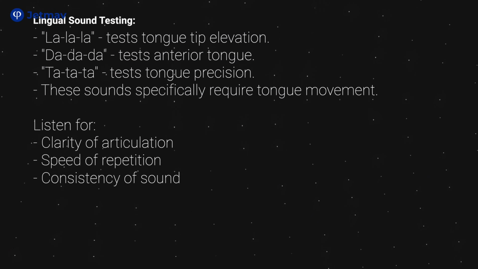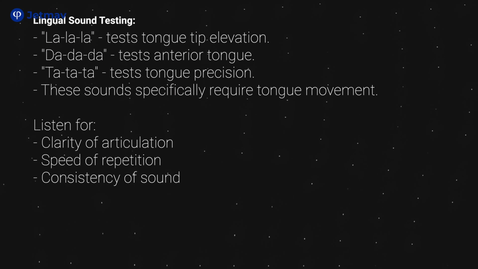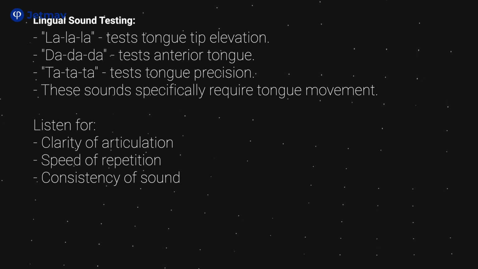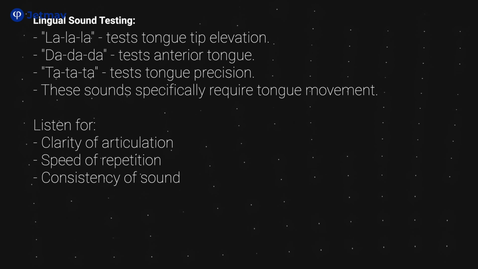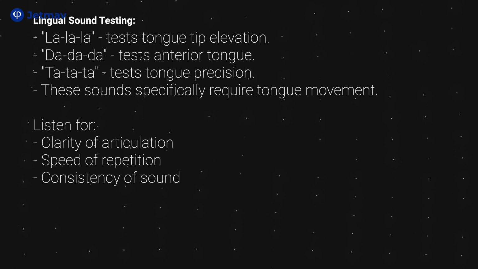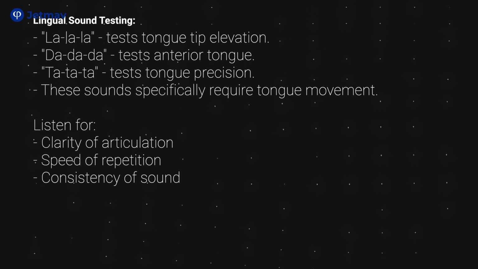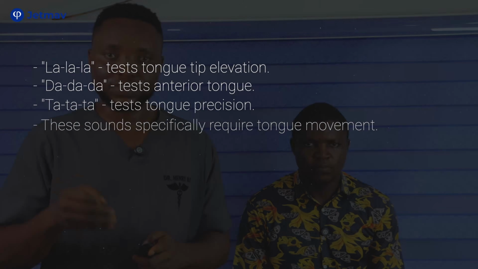Okay. So the la la la test for the tip of the tongue, elevation of the tip of the tongue. Then the da da da test for the anterior tongue. Whereas the ta ta ta test for the tongue precision. Okay, so these require tongue movements. Now as the patient is saying that, you listen for clarity of the articulation, the speed of the repetition, and the consistency of the sound.